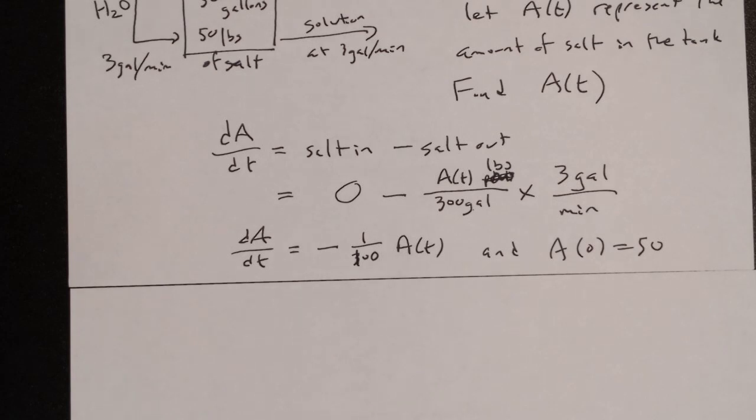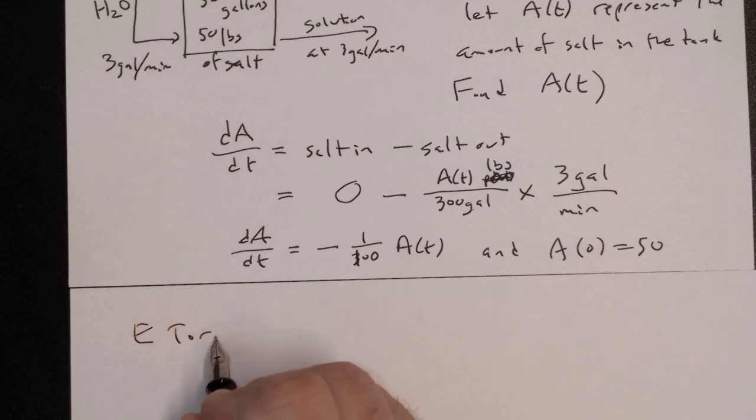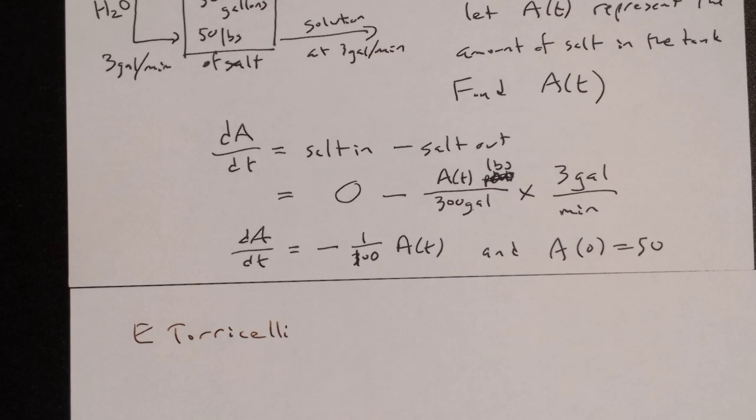There is a discussion on draining a tank in the textbook. Torricelli. I think his first name begins with an E. E. Torricelli. The same guy who invented the barometer to measure air pressure came up with the mathematical idea of draining a tank through the bottom.